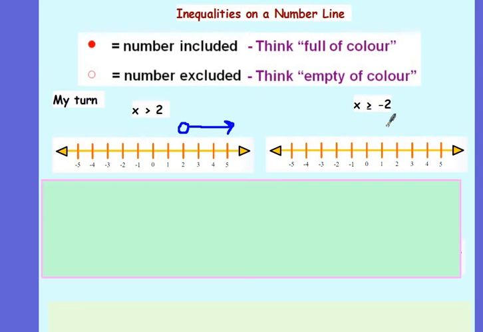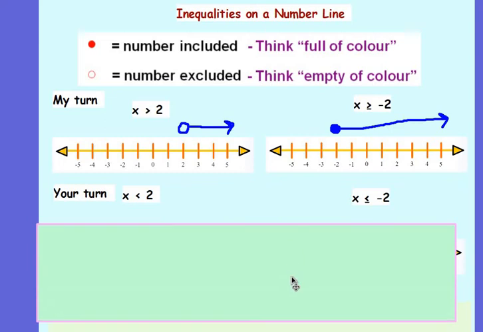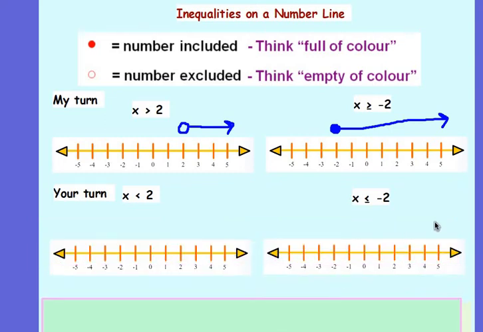Let's do another example. If x is greater than or equal to negative 2, I need a filled in dot on my negative 2 to indicate I can include that one. And then I want to include all the numbers that are greater than negative 2. So I need an arrow pointing to the higher numbers. Over to you, Year 8, in your light blue books. Can you have a go at these two examples, please, on a number line?